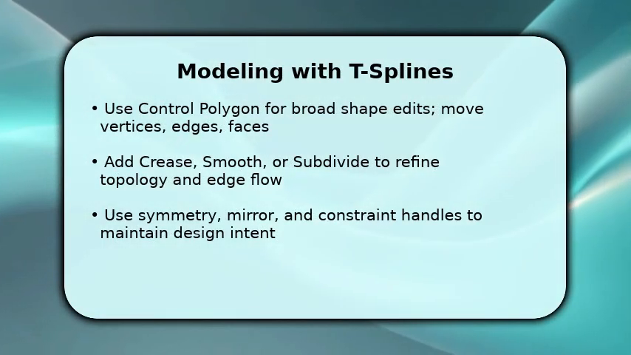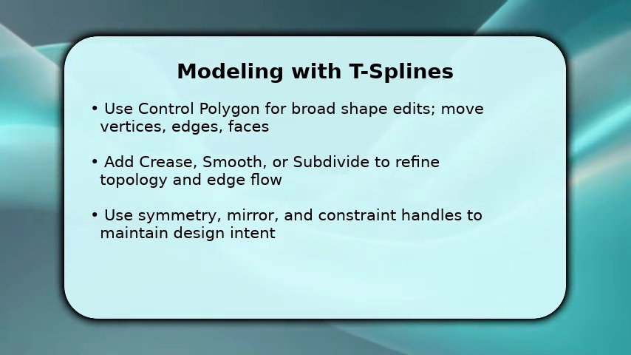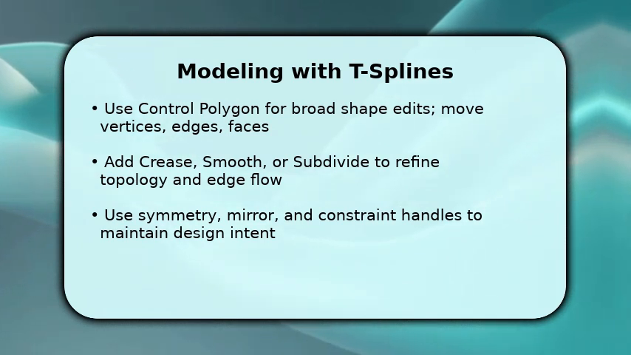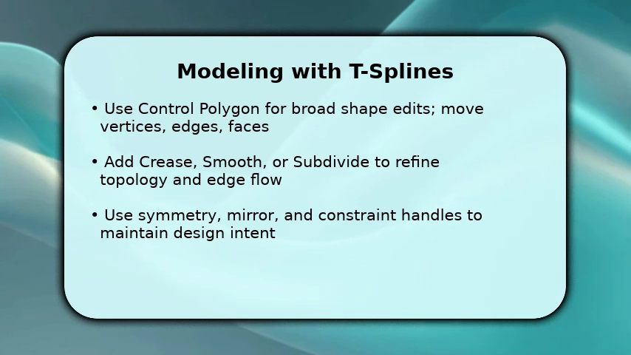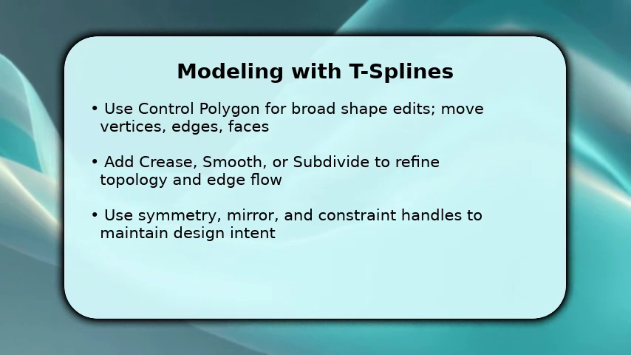Now you focus on detailed shaping with T-splines. Use the control polygon to push major volumes and move vertices, edges, or faces to define form. Apply crease for sharp features and smooth or subdivide to refine curvature. These tools affect topology differently, so pick accordingly.